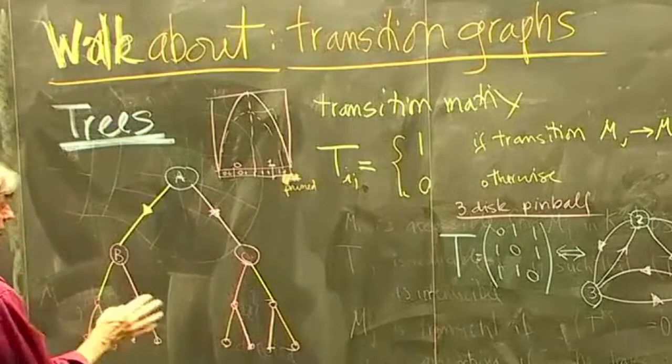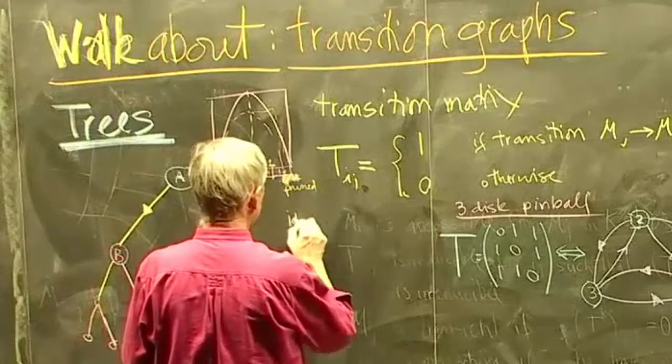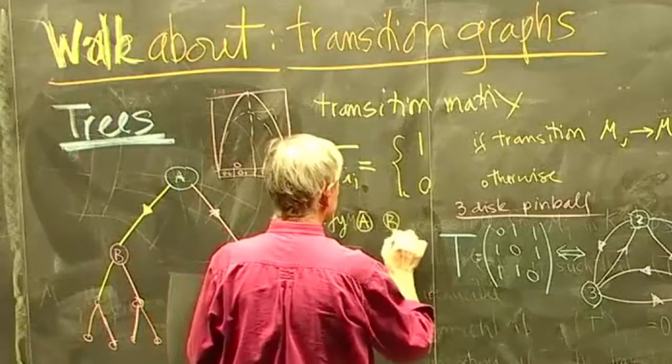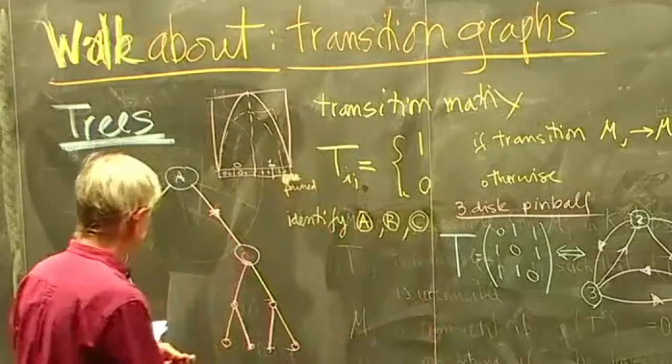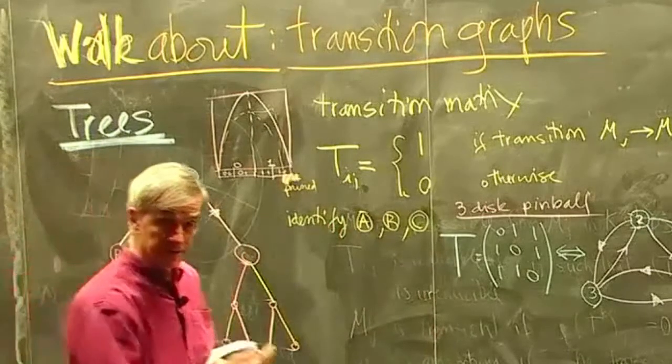So from a topological point of view, this is the same. So you can identify A, B, and C, because once you're in any one of these points, the rest of the tree looks the same.